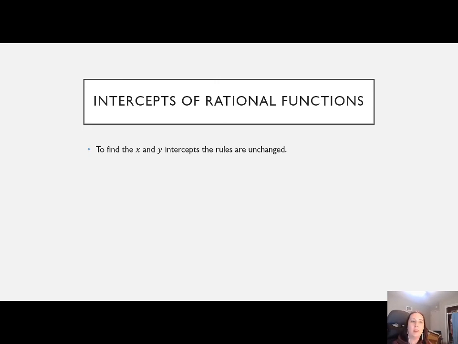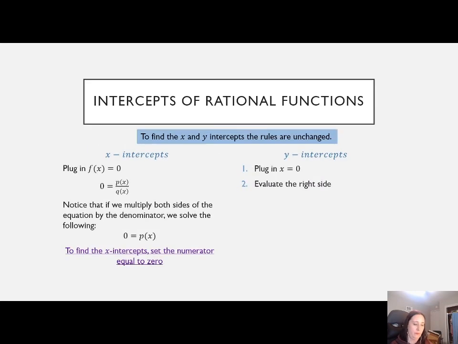We've talked about the domain. We didn't really talk about the range, not as important. We talked about asymptotes. When you're analyzing it, we talked about shape, but we haven't talked about intercepts. So when you're finding x and y intercepts, the rules for finding the intercepts are completely unchanged. They're the same as when you're finding them for every other function.